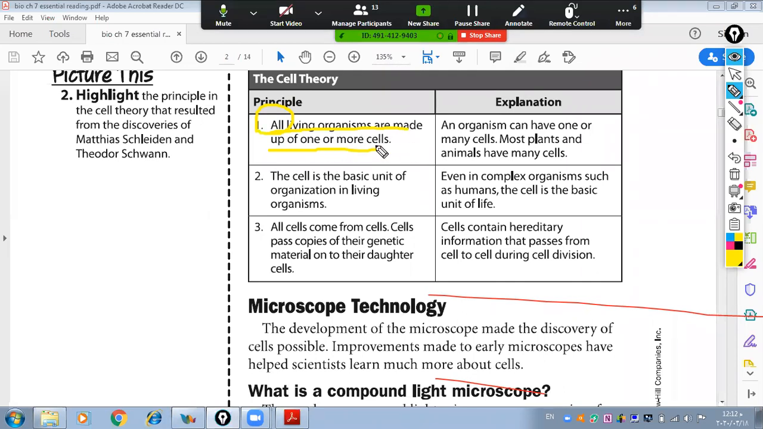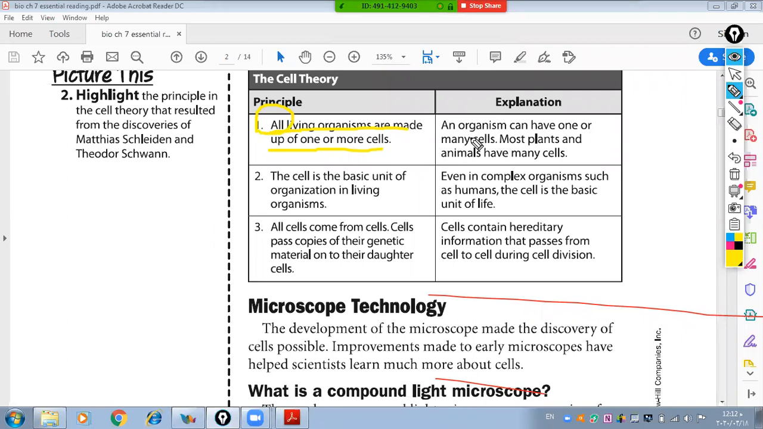Sir, can you make a copy of this paper and put it on the website? It is already there. Listen, if anyone asks a question, I'm the only one to answer here. An organism can have one or many cells, and we said plants and animals are an example for organisms with many cells, which we call multicellular, and organisms with one cell are unicellular.